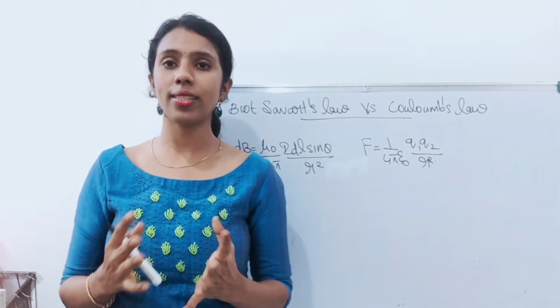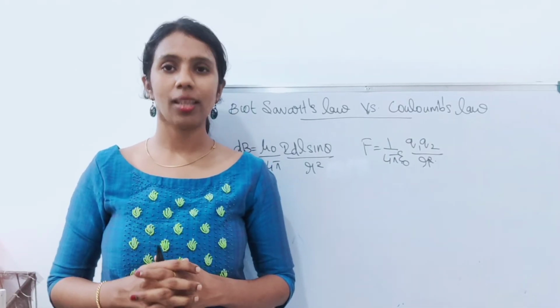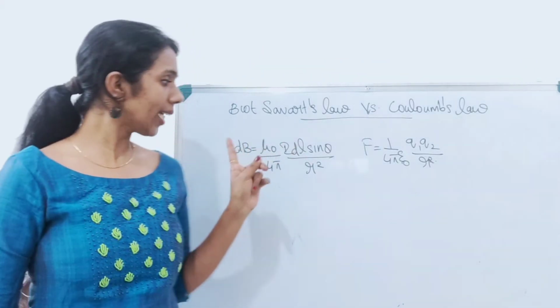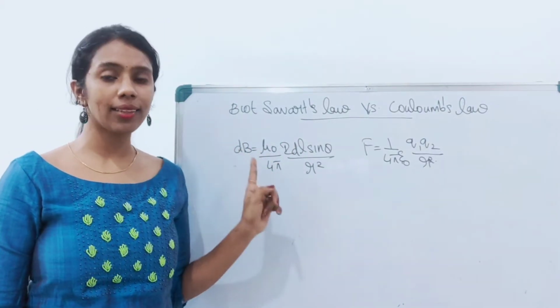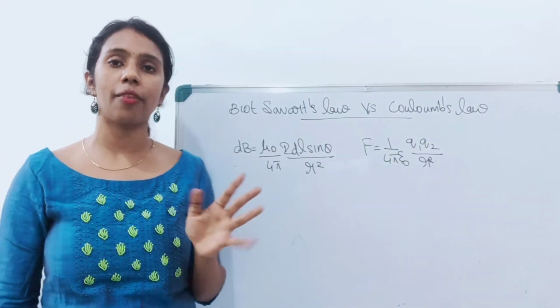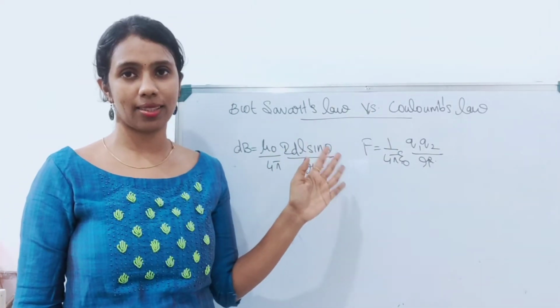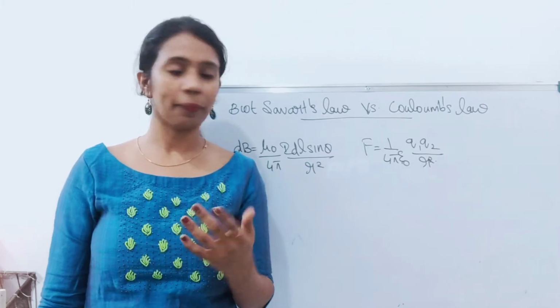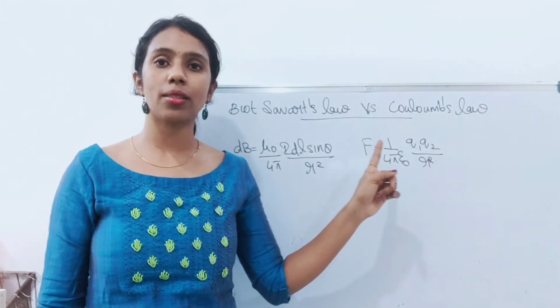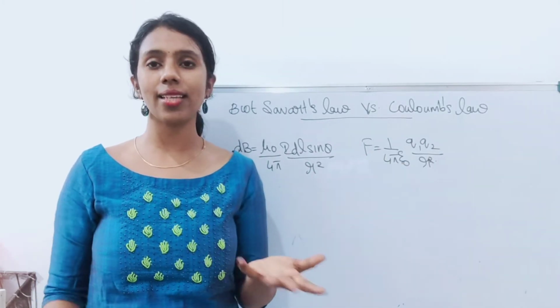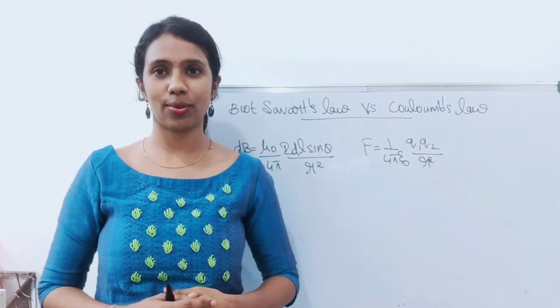Difference between Biot-Savart's law and Coulomb's law. First difference: in Biot-Savart's law, the magnetic field is produced due to a vector source, that is I dl is a vector source. But in the case of Coulomb's law, the force is produced due to a scalar source. Electric charge is a scalar source.